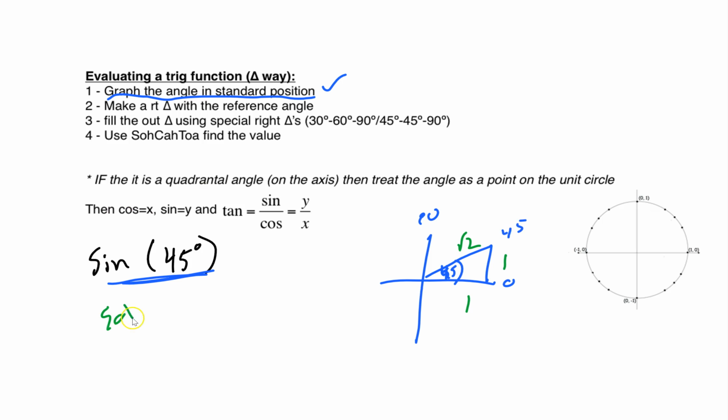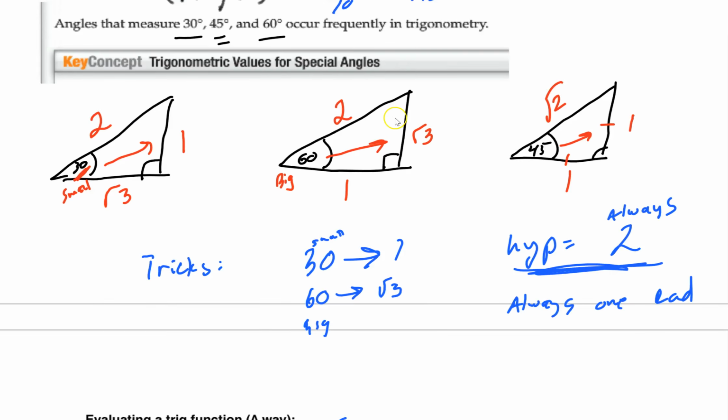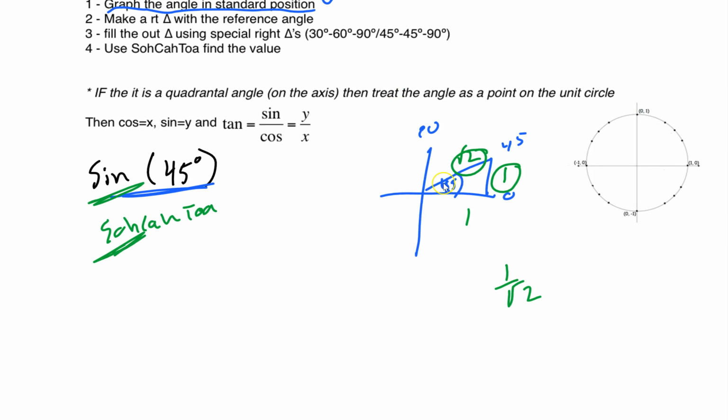SOHCAHTOA. So we're doing sine. Sine is opposite over hypotenuse: 1 over rad 2. That's it. That's literally it. You draw your triangle in the right spot. It's going to be one of these special triangles that you have to memorize. And then once you have that, you know the sides, and then you do SOHCAHTOA.